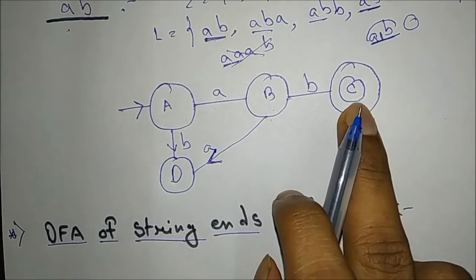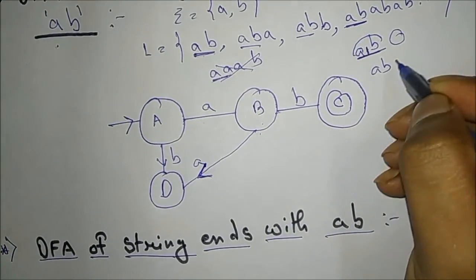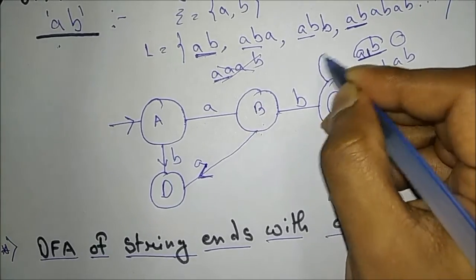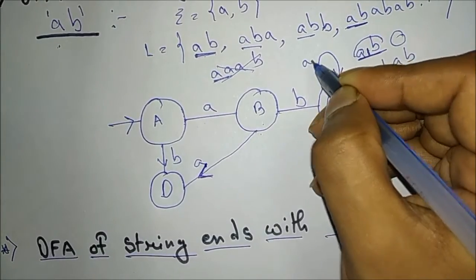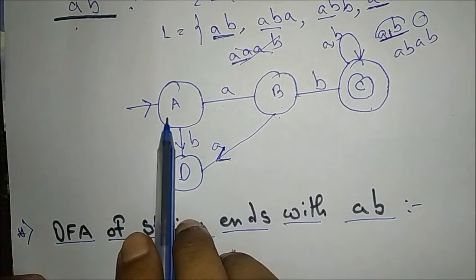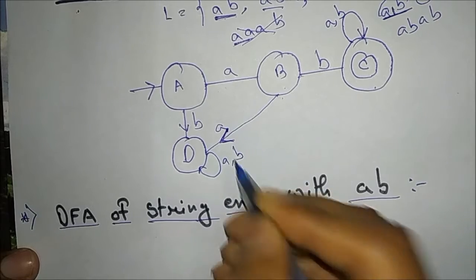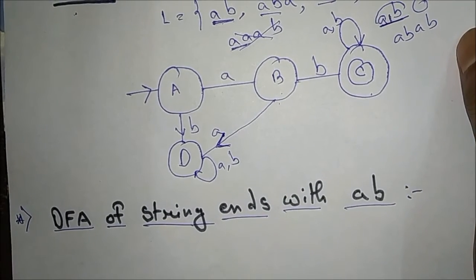Now we'll move to the C state. In the C state, after seeing AB, if we see any number of A's or B's, we'll accept it. So here this is the final state and this is the initial state. In the dash state, if we see any number of A's and B's, we'll also kill it. So this is the DFA of a string which starts with AB.